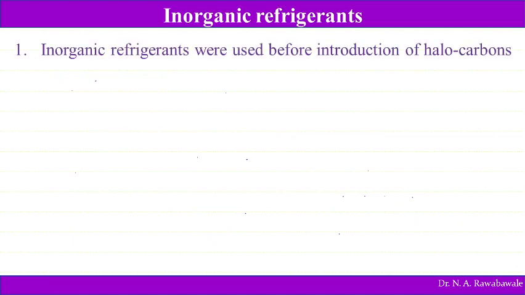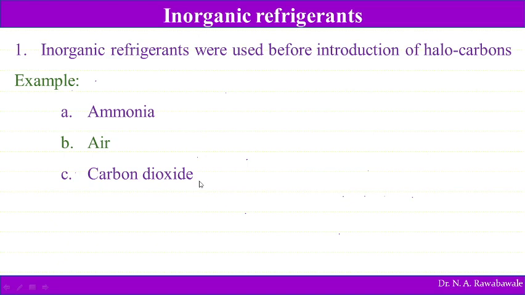Now we go for inorganic refrigerants. Inorganic refrigerants were used before the introduction of halocarbons. So what are the examples of inorganic refrigerants? Ammonia is one of the inorganic refrigerants. Air is another inorganic refrigerant. Carbon dioxide, sulfur dioxide, and water are also inorganic refrigerants.